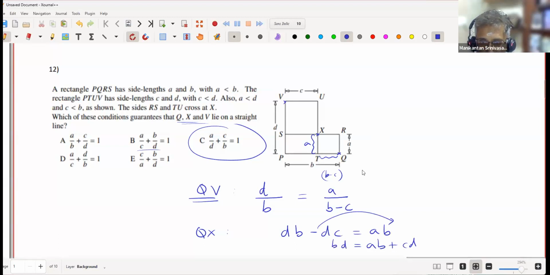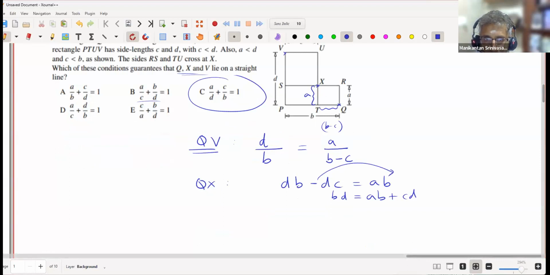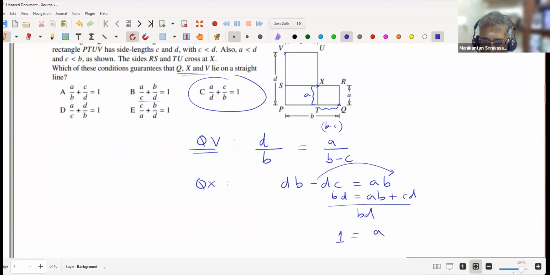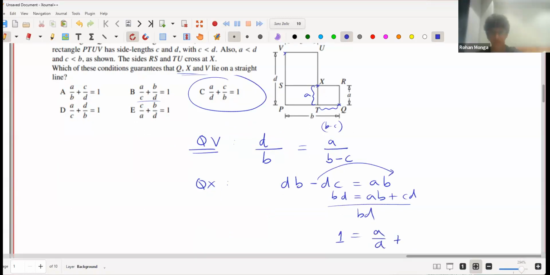Okay, and then I'll divide. Since all the answers to the right are 1, the easiest way is divide throughout by BD, so that one of the sides becomes just 1, and then the right hand side now in this case becomes. Am I making some mistake, guys, or I'm fine? A by D plus C by B. Correct. You're correct.